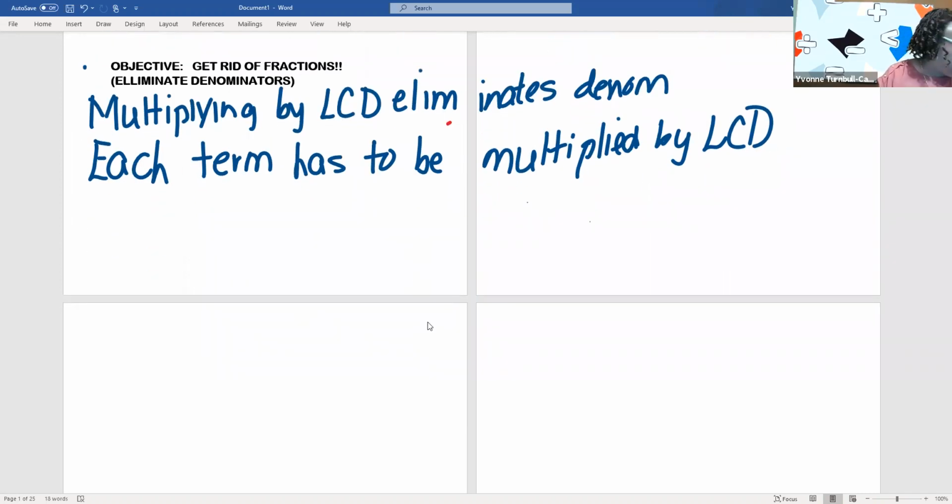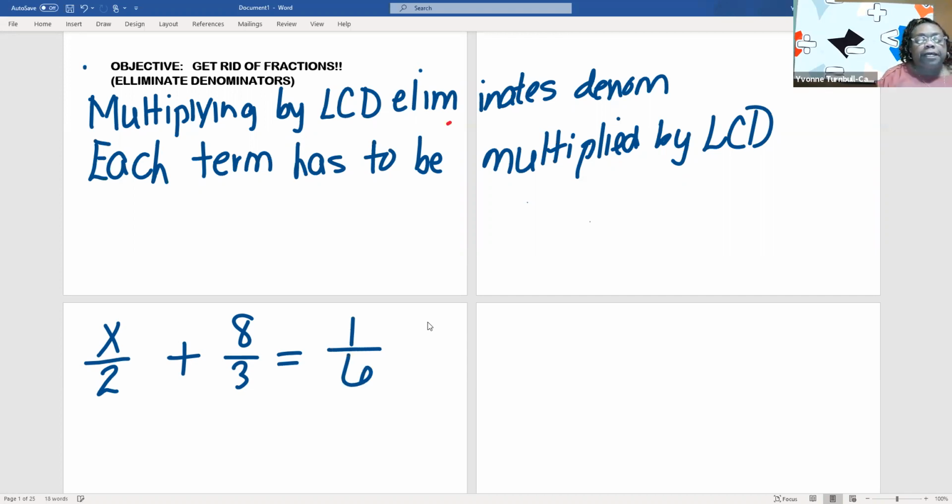Let's jump into our first example. Of course, I'm going to start off easy. They did that one, so let's do a different one. We can do the one that's up there: x over 2 plus 8 over 3 equals 1 over 6.